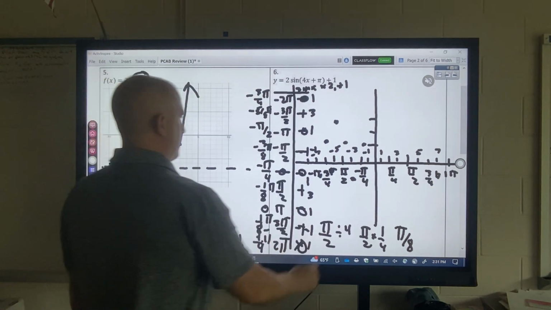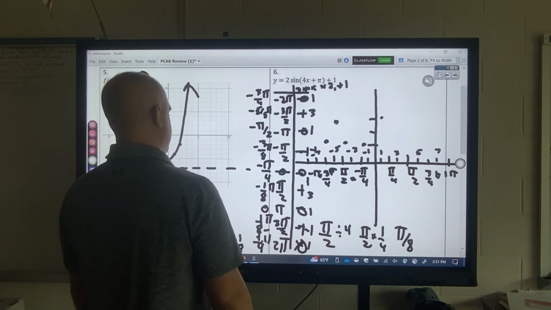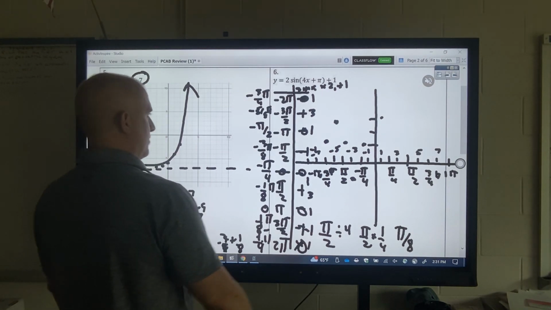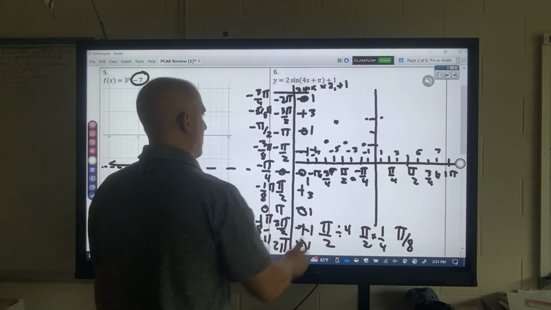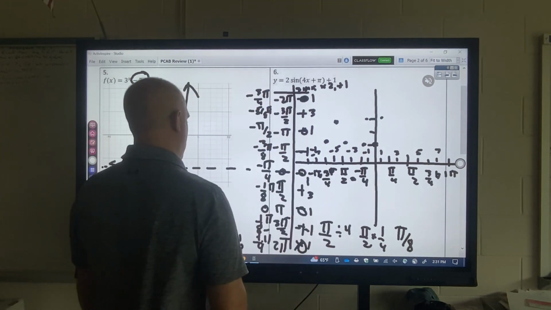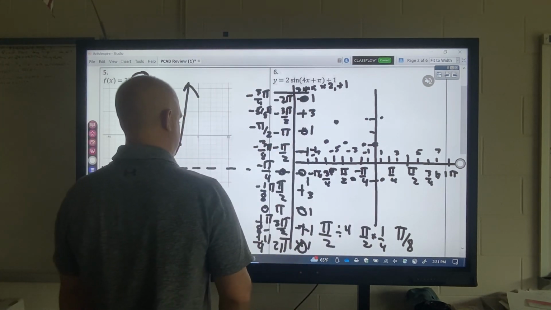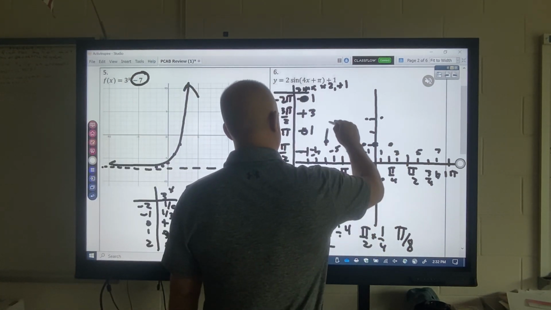Okay, at negative pi over 8, I'm at 3. At 0 pi, oops, I'm sorry, at negative 1/8, I'm at 3. At 0, I'm at 1. At 1/8, I'm at negative 1. And then 1/4, I'm at 1. So I think this is what this looks like.